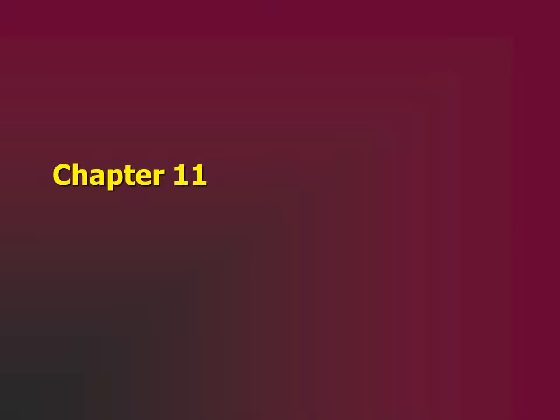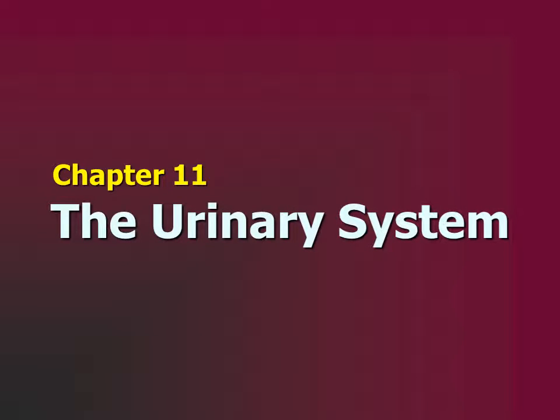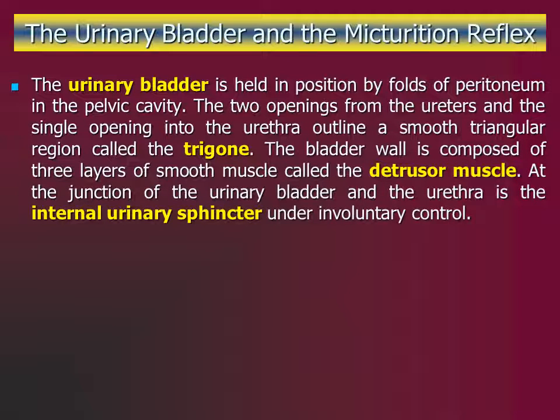Chapter 11, the urinary system, the urinary bladder and the micturition reflex. The urinary bladder is a hollow muscular organ located in the pelvic cavity posterior to the pubic symphysis. It consists of the same tissue layers as the ureters. It is a movable organ held in position by folds of peritoneum.